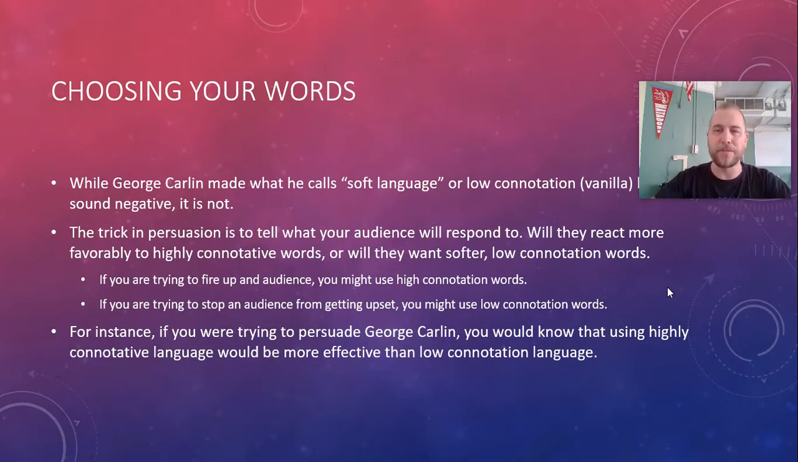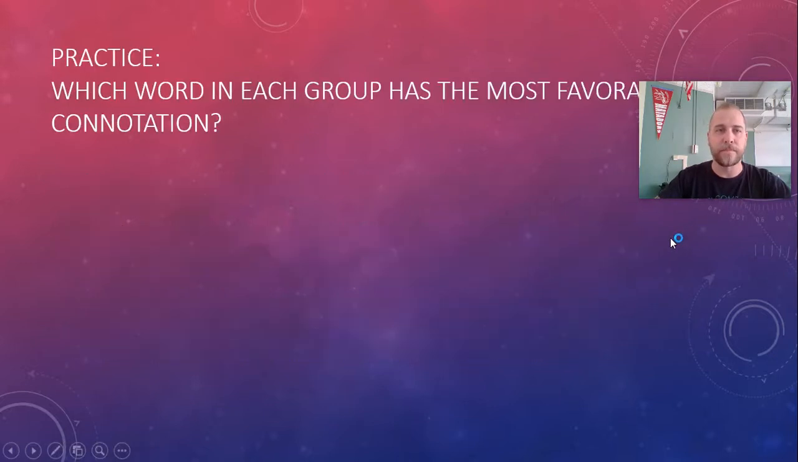And so, for instance, if you knew you were going to get into a persuasive debate with George Carlin, you would want to use that highly connotative language, as he clearly respects that a lot more than the low connotative language or soft language, like he was saying before. But this is all about having the option. You want the option of choosing which words you're going to use.